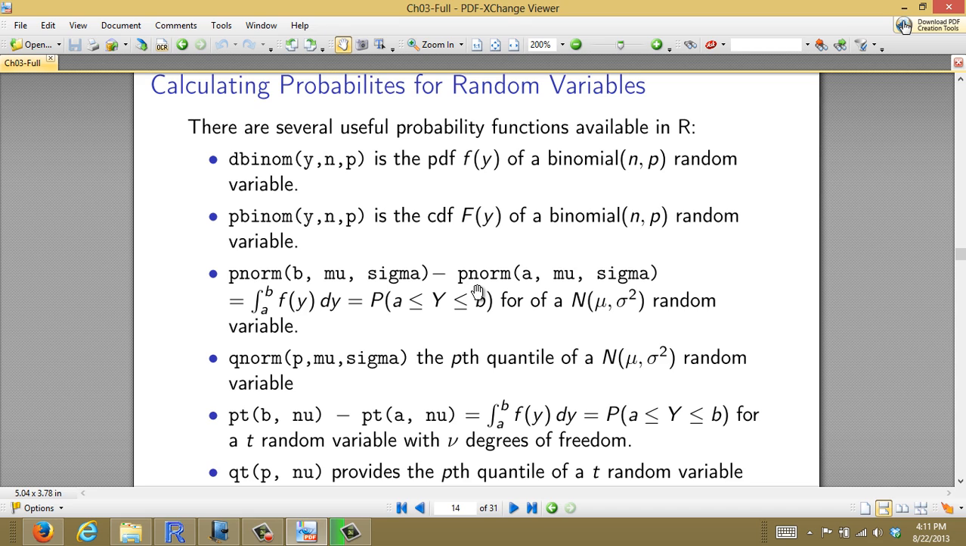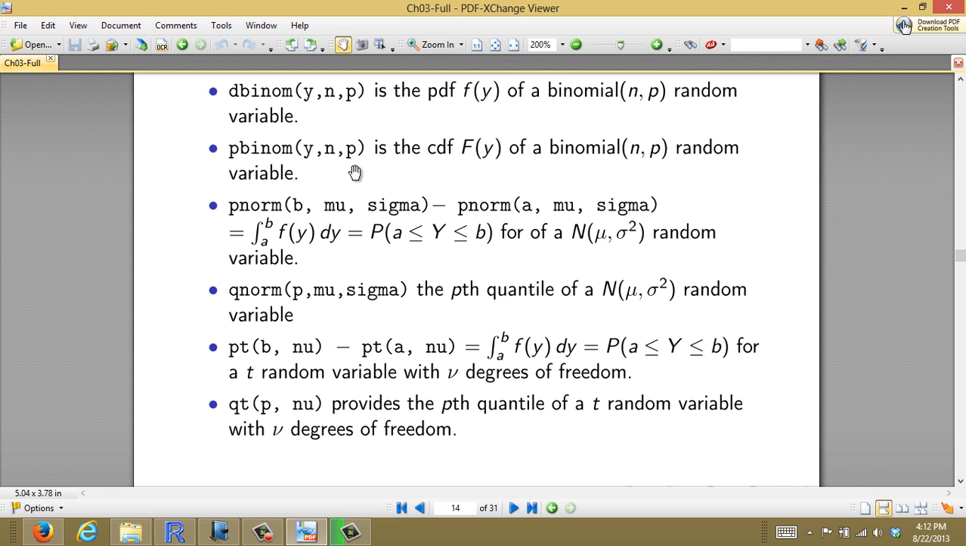So to calculate these things in R, what we want to do is determine the appropriate function and arguments that we need to get the function of interest. For example, if you wanted to determine the PDF, the density, of a binomial n, p random variable, the function that you would use is dbinom. You would provide it with y, the argument of your density function. Then you provide it with n, the number of trials, and p, the probability of a successful outcome in those trials. If you wanted the CDF of your binomial random variable, you would replace d by p.